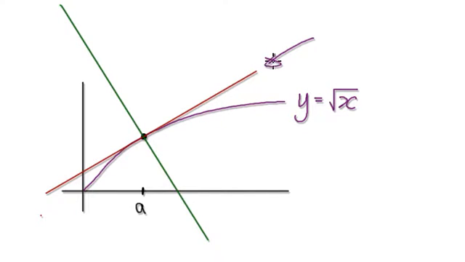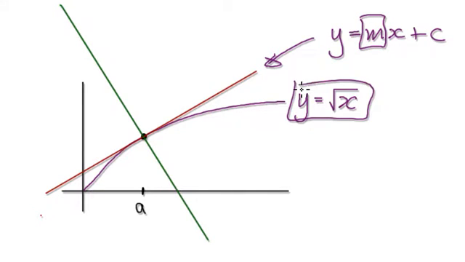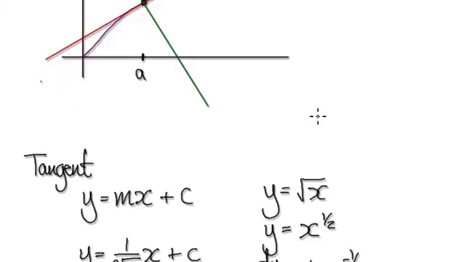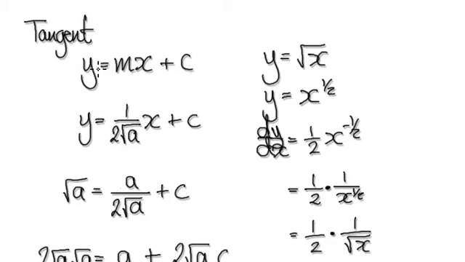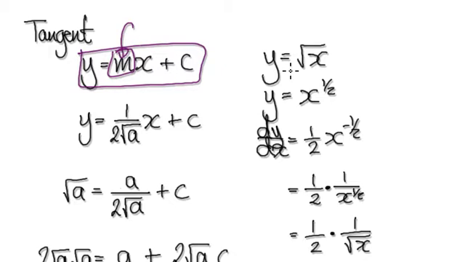Okay, so let's tackle the tangent line first. So it's a straight line, so we know it's going to be of the form y equals mx plus c. So we need to find the gradient. Well, the gradient will be by differentiating this. So we know that the tangent line will be in the form of y equals mx plus c. We need to know the gradient. So we need to differentiate this.